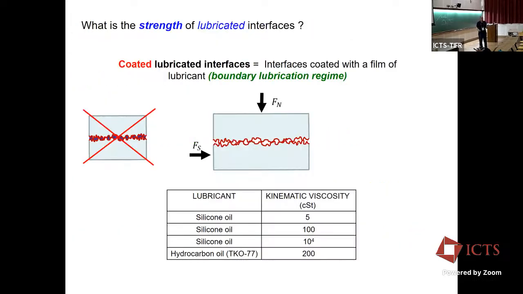So first, instead of talking about a dry interface, we're going to be talking about a slimy interface. We're going to take a lubricant, and this is called the boundary lubrication regime. We're just going to smear lubricant as a thin layer that doesn't fill up the gaps. I don't want to fill up the gaps because I don't want to create pore pressure.